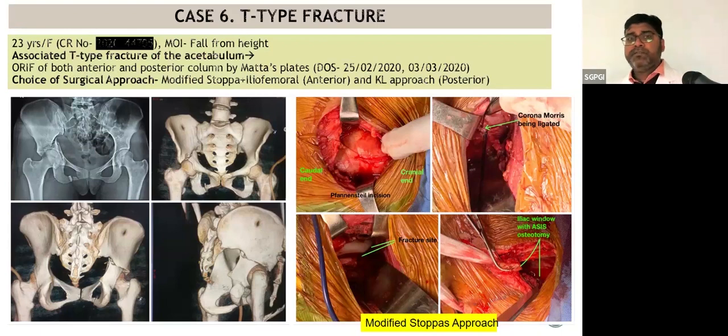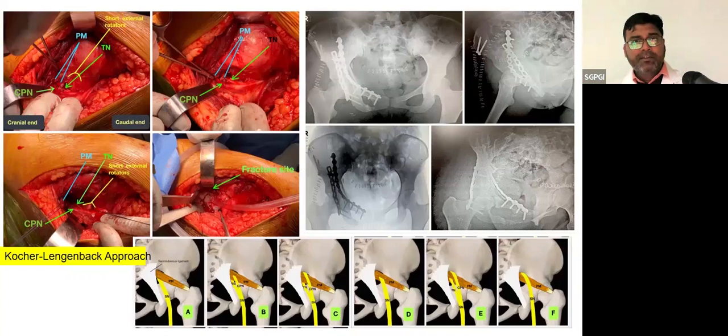Then coming to the next severe type, this is the T-type fracture, where there is a transverse component, and both the anterior and the posterior column are separated from each other. This was a young girl around 23 years old, and because the two pieces were separate, we had to go both from the anterior side as well as the posterior side. Firstly, we went ahead with the anterior side and fixed the fracture, and later on, we went from the posterior side. And we found a variation of the sciatic nerve.